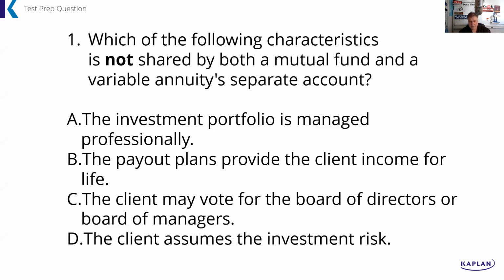The payout plans provide the client with income for life. Only the variable annuity can you annuitize and turn into an income stream that you can outlive. That's not true of a mutual fund. They're asking what's true of both, and B is not true of both. The client may vote for the board of directors or board of managers. Yep. And the client assumes investment risk. Absolutely. So the answer there is B.